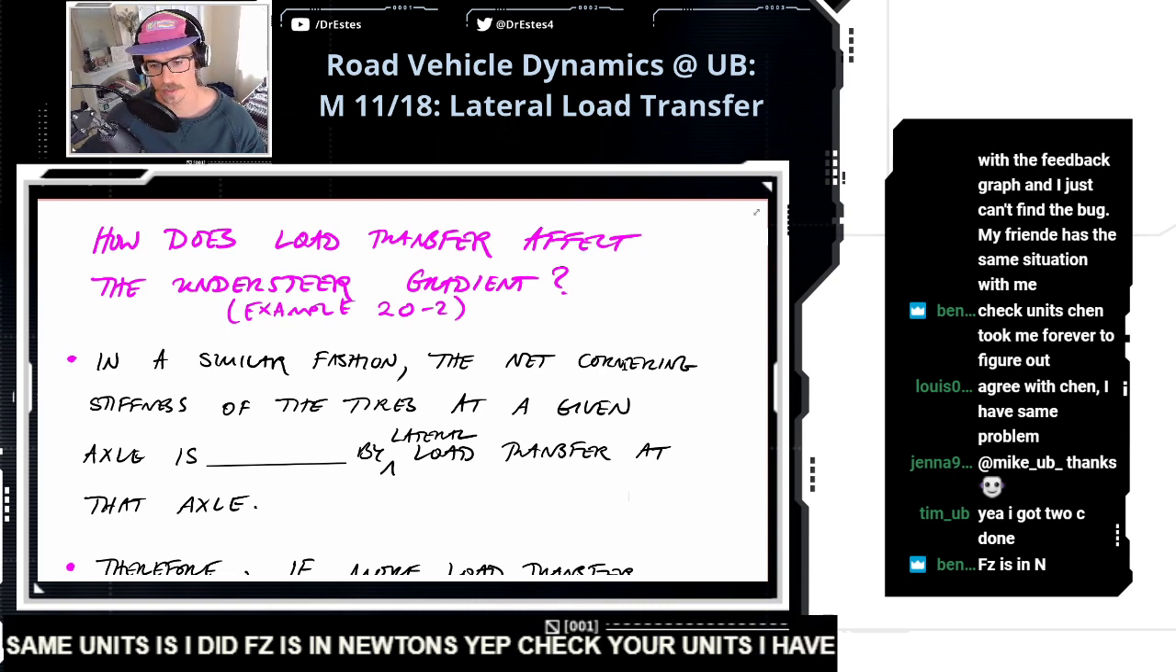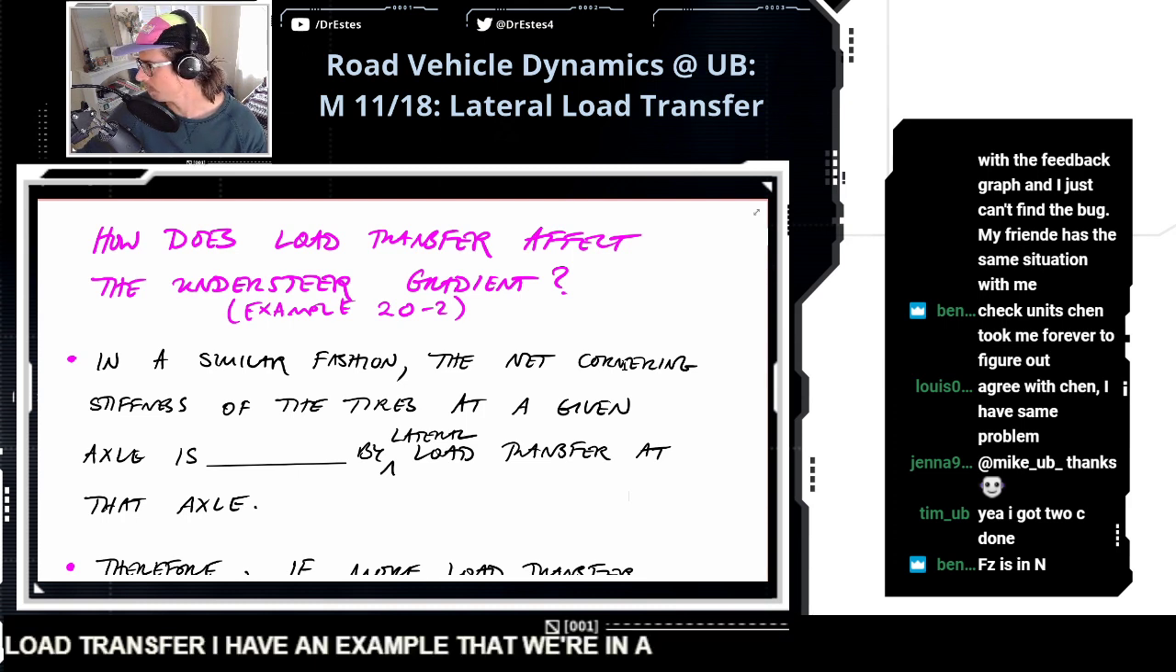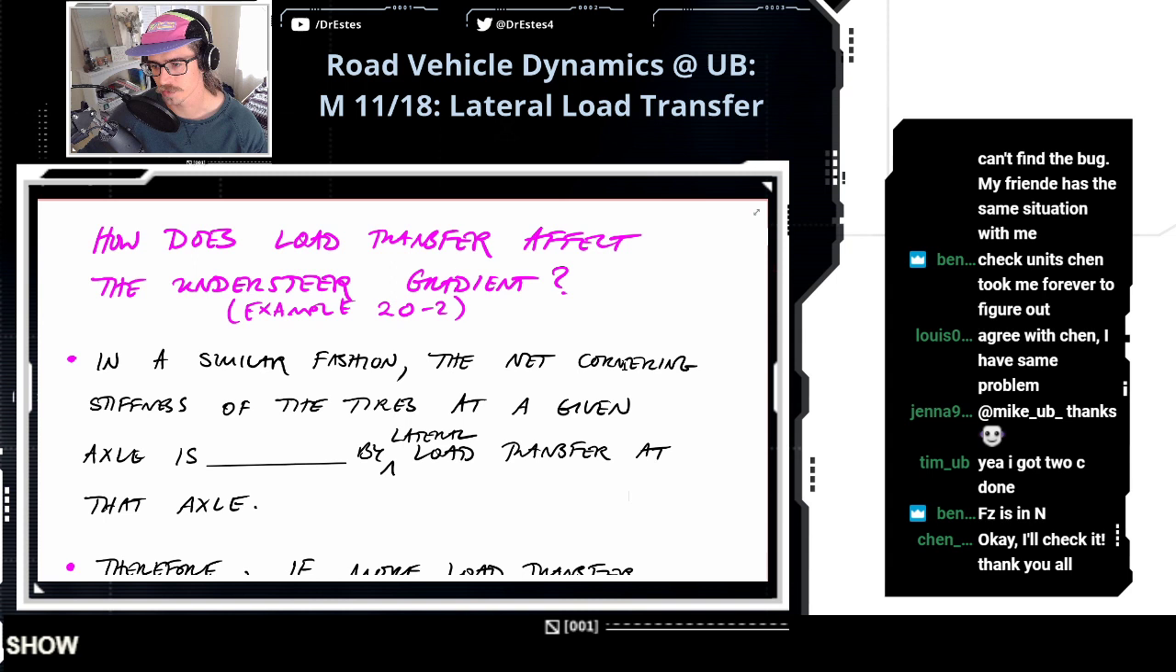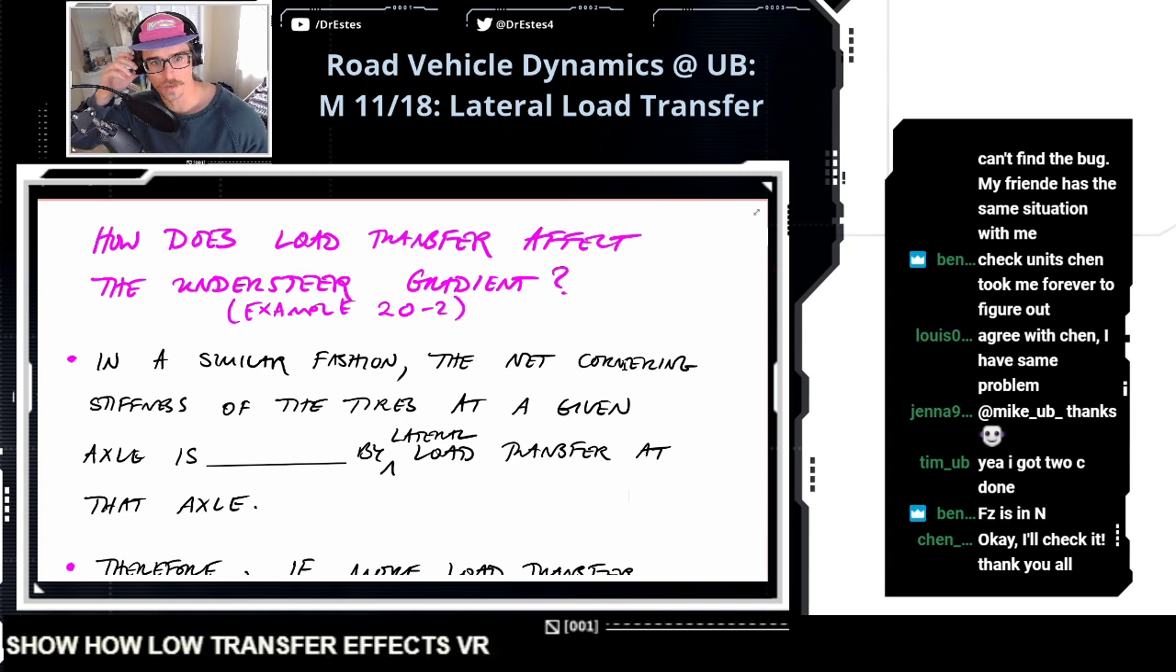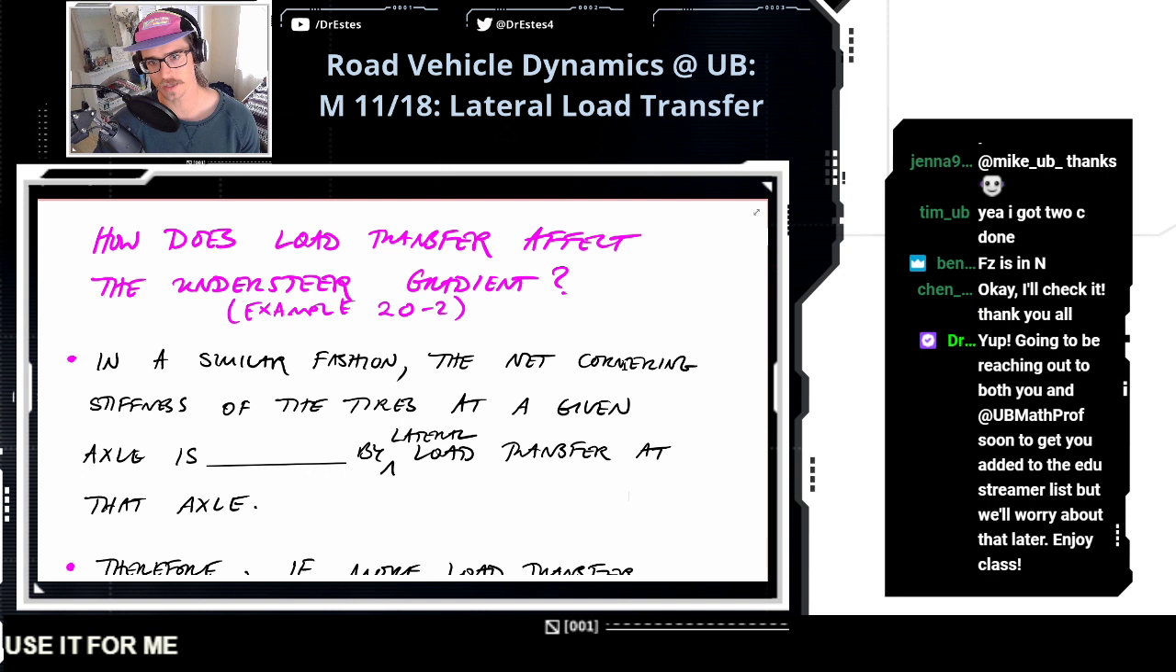All right, everybody, let's talk about load transfer. I have an example that we're gonna go through that's gonna show how load transfer affects the understeer gradient. Actually, we're gonna use a Formula SAE car.